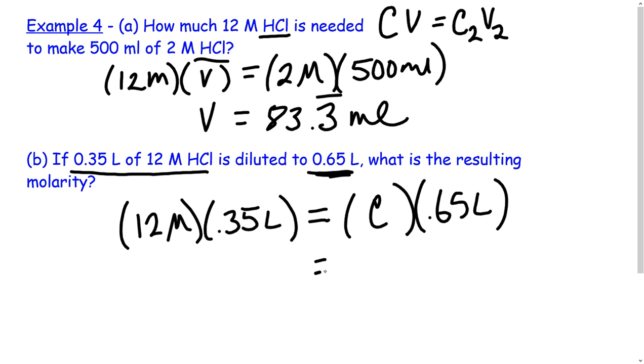So then again, multiply and then divide both sides by 0.65. And when you do that, you should get 6.5 molar as your resulting molarity. So this concludes your second video lesson for solutions in stoichiometry.